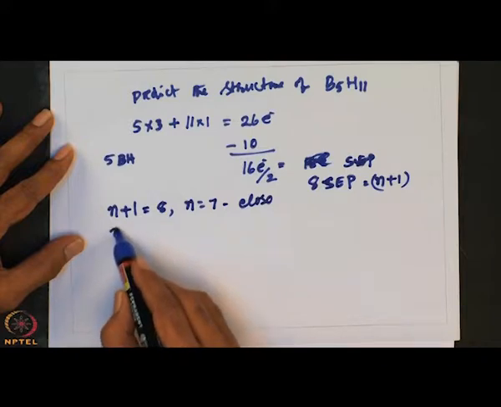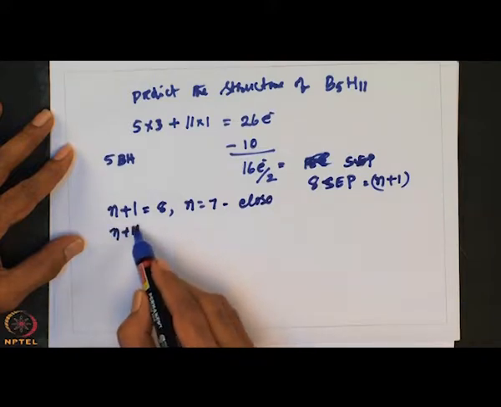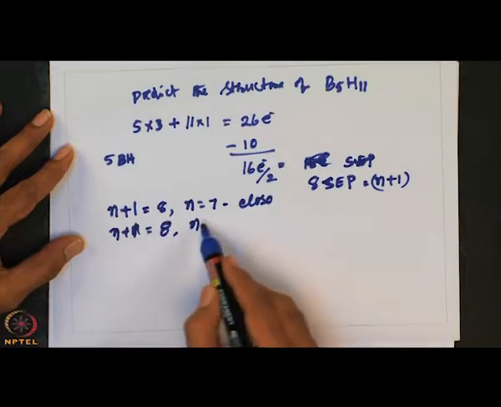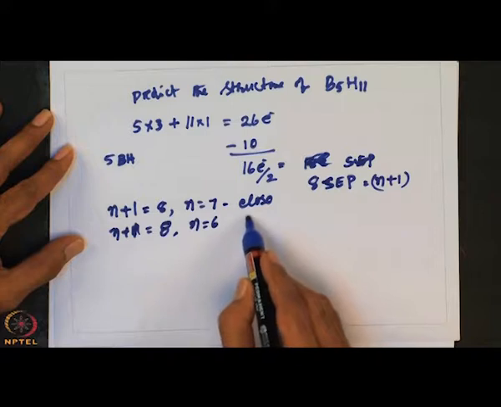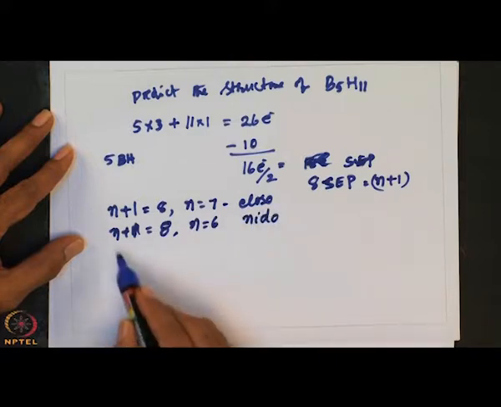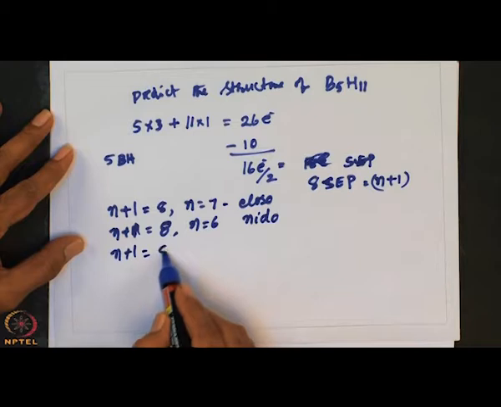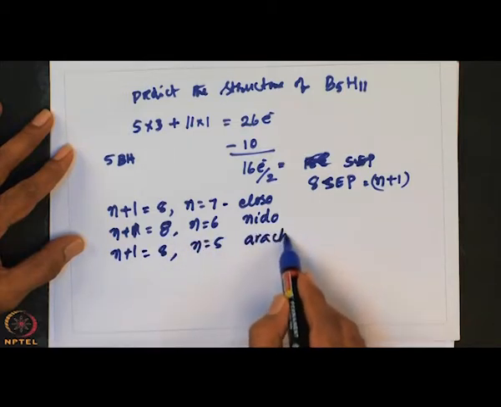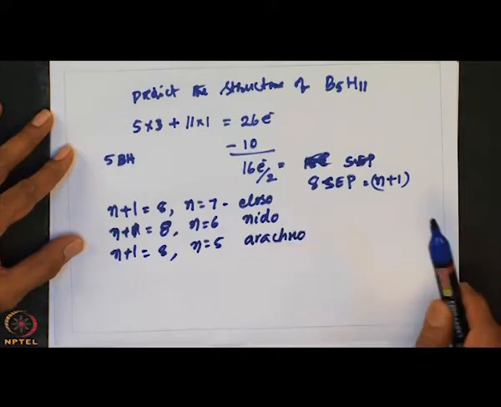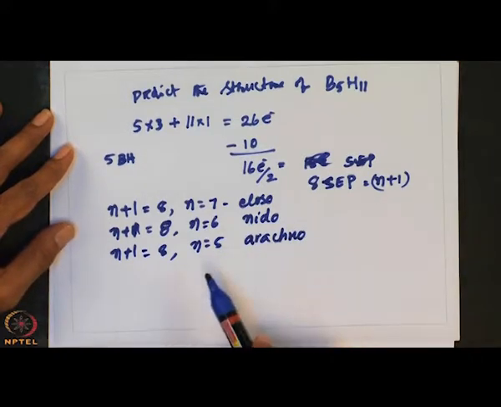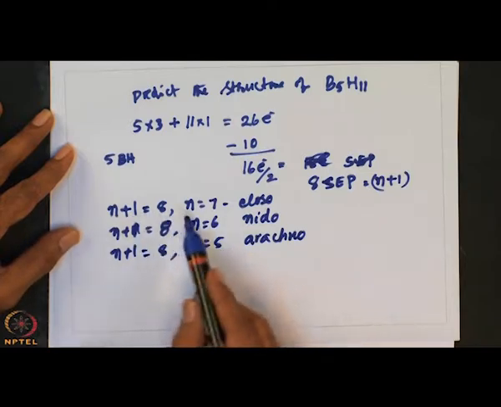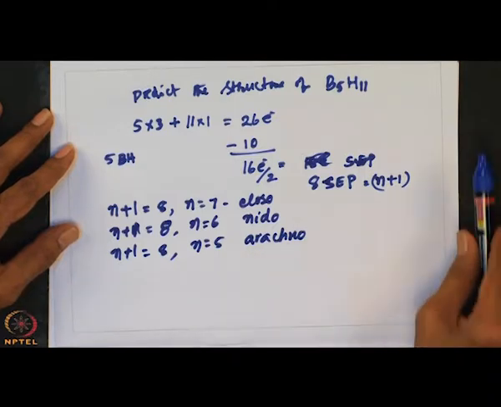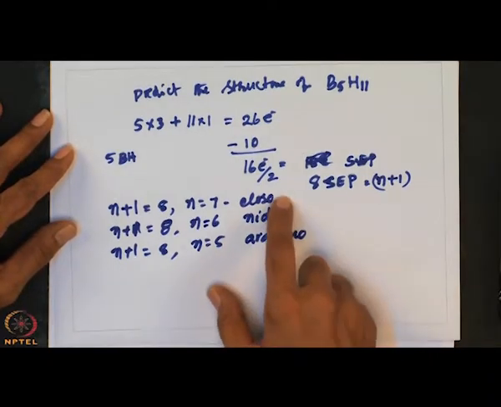And then if n plus 2 equals 8, n equals 6, it is Nido. If n plus 3 equals 8, n equals 5, it is Arachno. Now we have only 5 boron atoms. That means essentially n minus 2 boron atoms are there. As a result, this is an Arachno structure. An Arachno structure should be derived from the Closo.